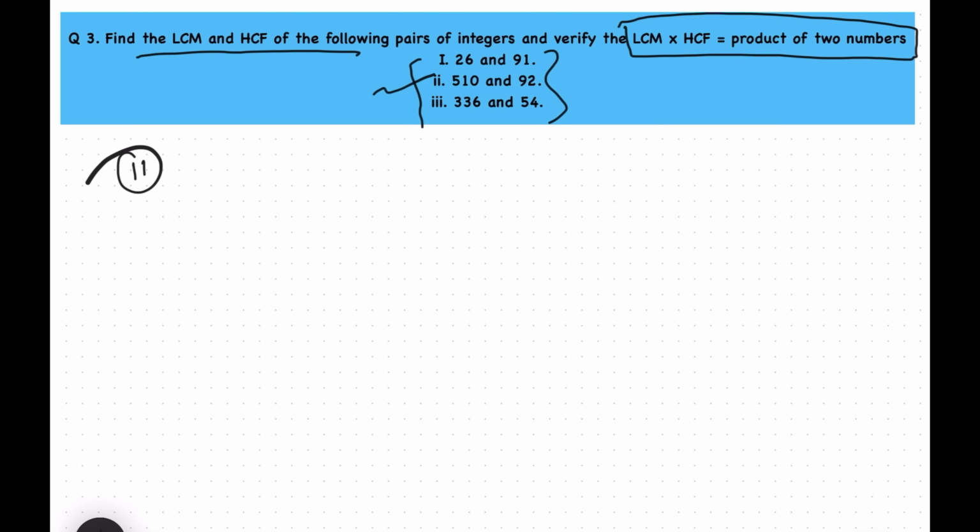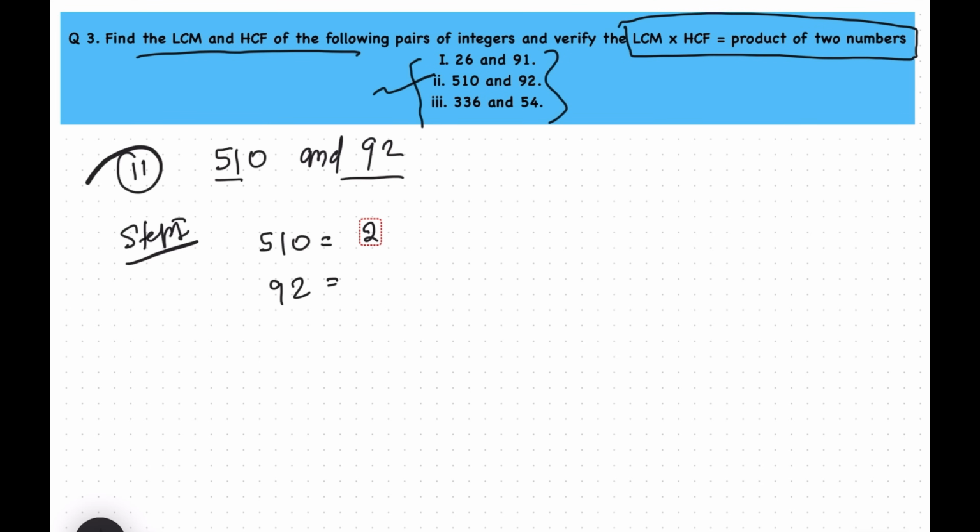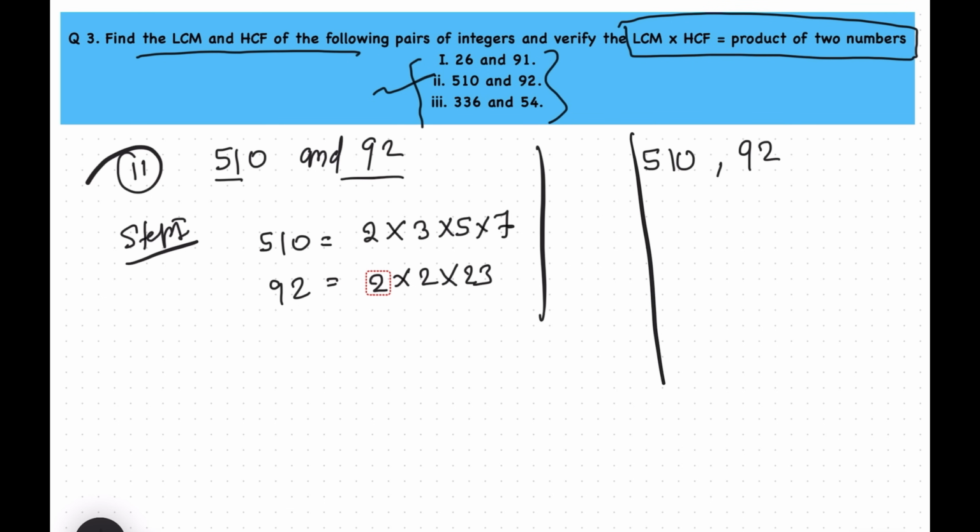What is this? 510 and 92. Let's see it step by step. First of all, we have to find the factors of 510 and 92. We can do this in two ways. First way, we can find the prime factorization of both. For 510 we can write 2 times 3 times 5 times 17, and for 92 we can write 2 times 2 times 23. Correct. Second way, like we did in the second question, we can do prime factorization with the division method.